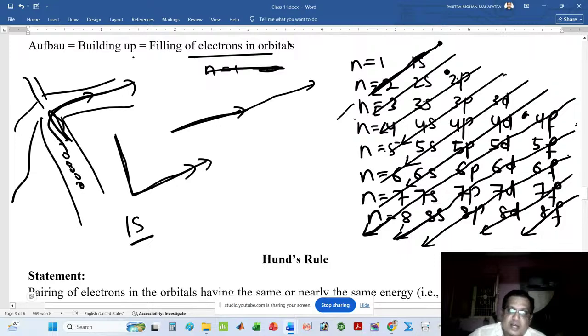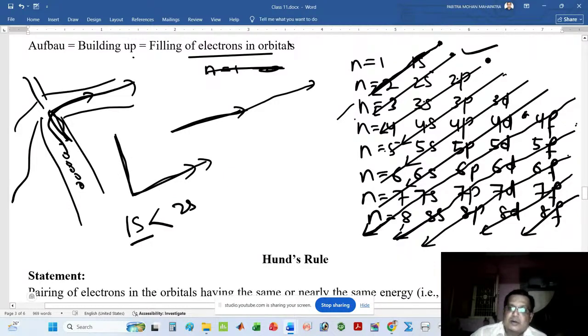Next move to the second arrow mark. You will start your journey from here, then go like this. Here we will meet the 2s. So you can write 1s smaller than 2s. So in the second row also one orbital or subshell is present, that is your 2s.